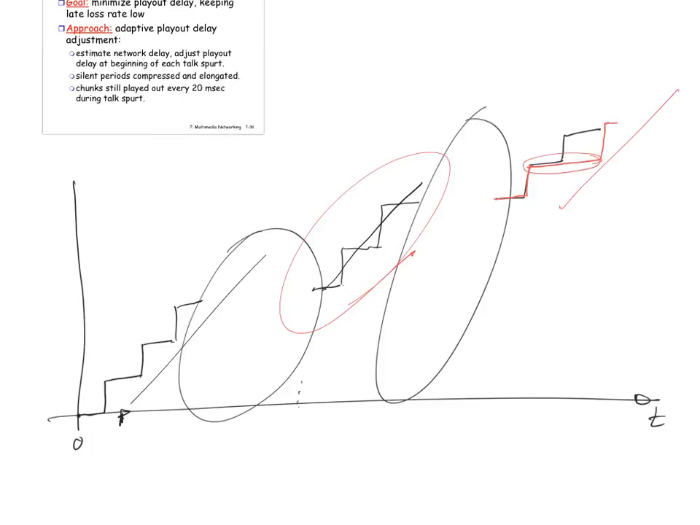So from one cycle to another, during the silence periods, what I'm trying to do is estimate what is the best playout delay in the next period of time, based on some measurements from the previous cycle. So I'm dividing the audio content into cycles, and from one cycle to another, I'm trying to do some network measurements and adjust the playout delay in the next cycle. Okay? And I do that in a pipeline way.